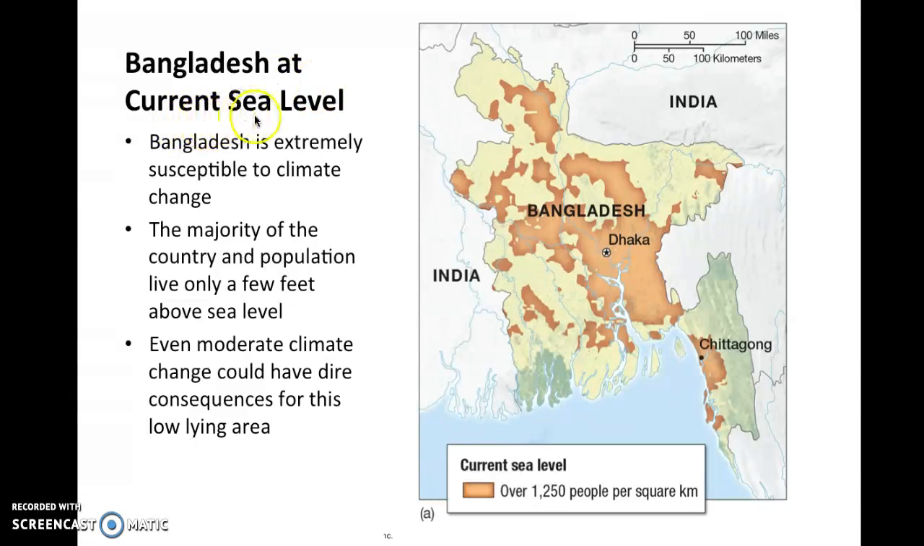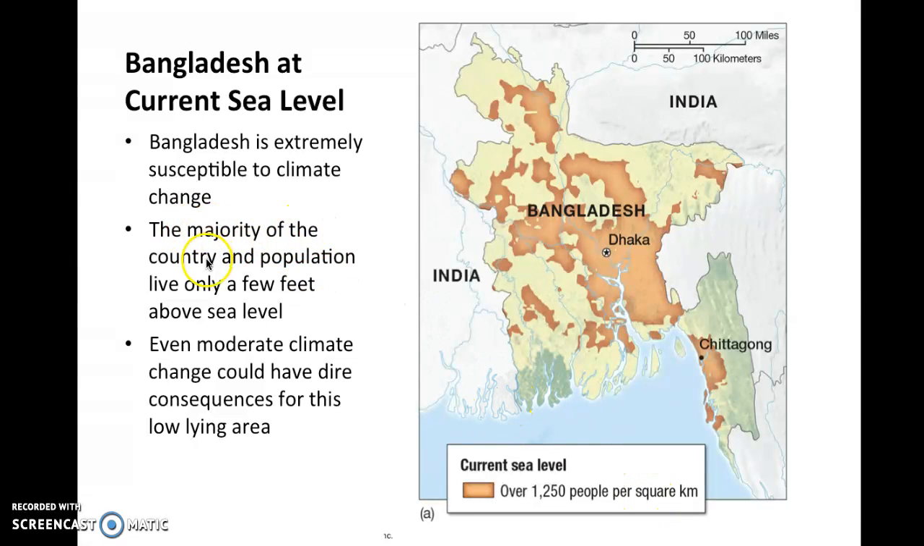Bangladesh is at sea level. You can kind of see this is the current sea level, and this is the low-lying area. You see the areas where there are over 1,250 people per square kilometer. That's a very small area. I mean, a kilometer's 1,000 yards roughly. So 1,000 by 1,000 yards. It's about 10 football fields by 10 football fields, and you've got about 1,250 people living there.